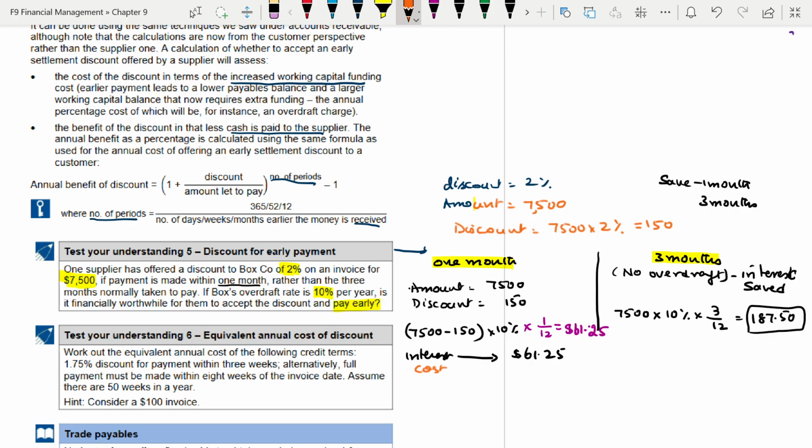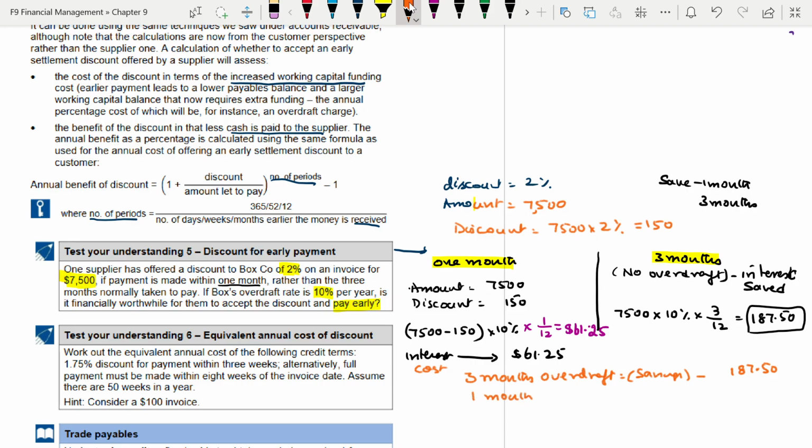We have to identify how much savings we are going to have. How much do we forgo in savings? Now, how much is it for a 3 months overdraft? How much is the savings? Savings is going to be 187.5. Payment within 1 month.